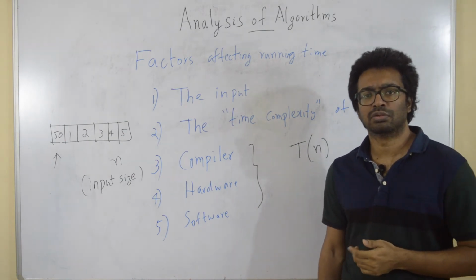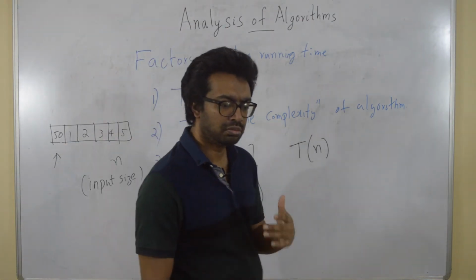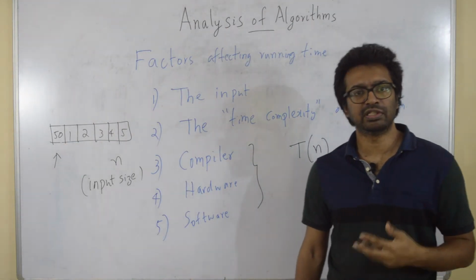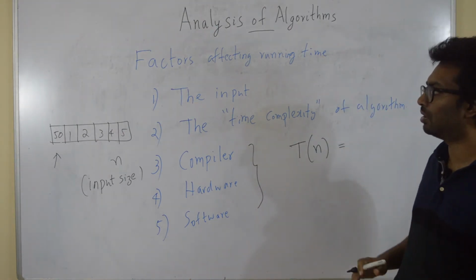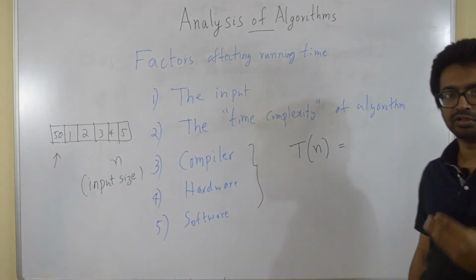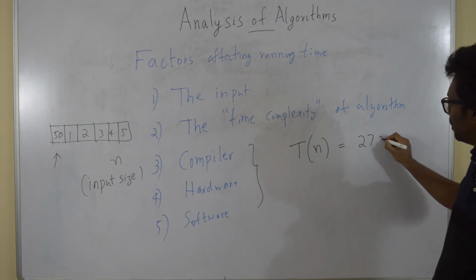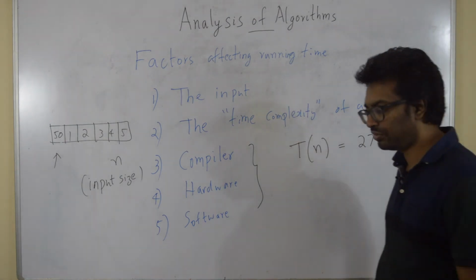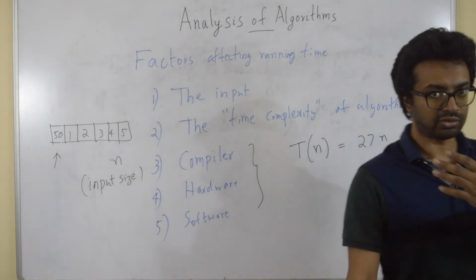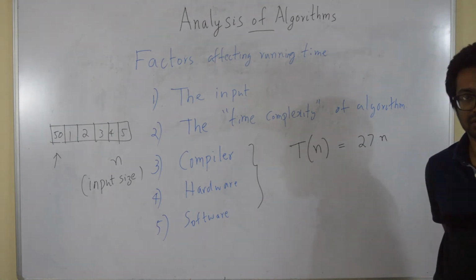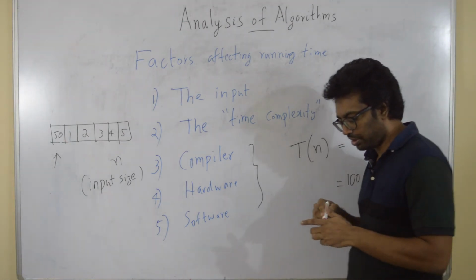Now, you can try to write the time taken to be a function which depends on the input size. So this can be something like the time taken to run, let's say, finding out the maximum number can be something like, let's say, 27n milliseconds, or nanoseconds. Or it can be something like 100n squared, right? So it could be anything like this.